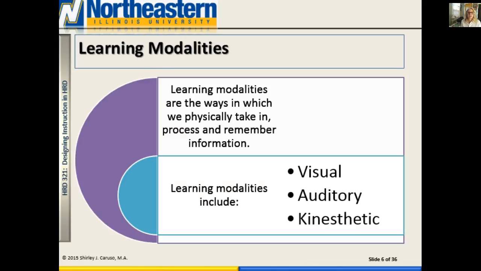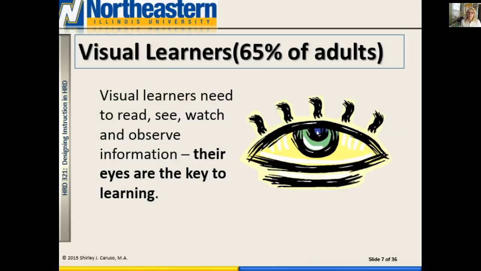Learning modalities are the ways in which we physically take in, process, and remember information. The 3 general categories of learning are visual, auditory, and kinesthetic. Visual learners account for 65% of adult learners. Their eyes are the key to learning.